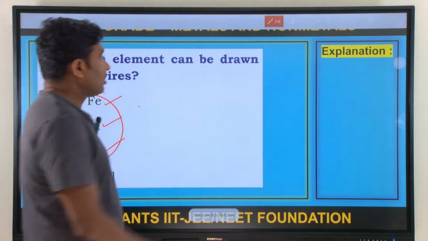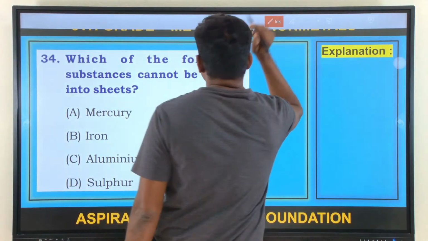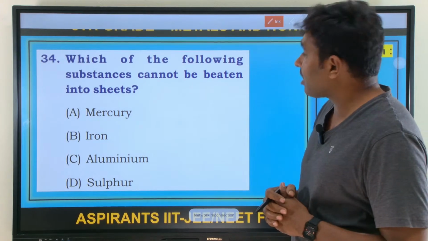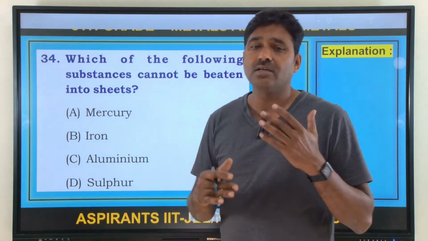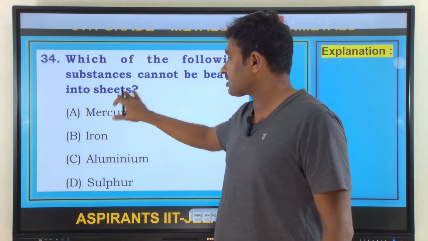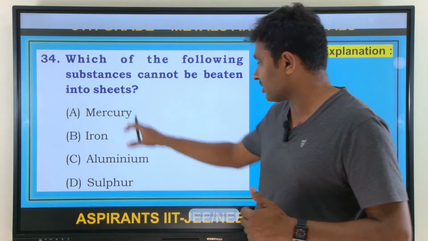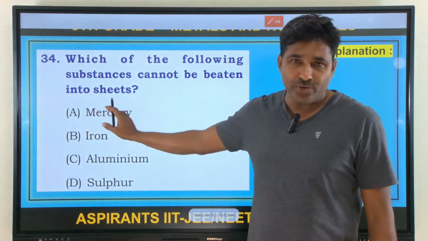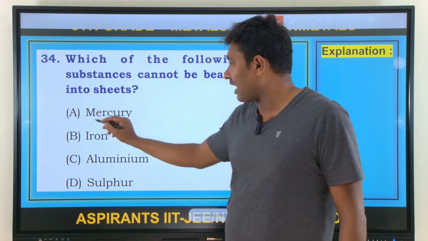Okay, now 34. Which of the following substances cannot be beaten into sheets? Which substances do not show malleability? Because beating into sheets is the property called malleability. So which are not showing malleability among these four? See, the first option is mercury. Mercury is a liquid metal. It does not show malleability.